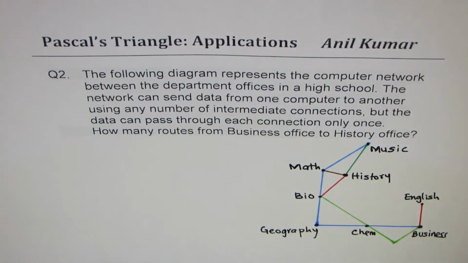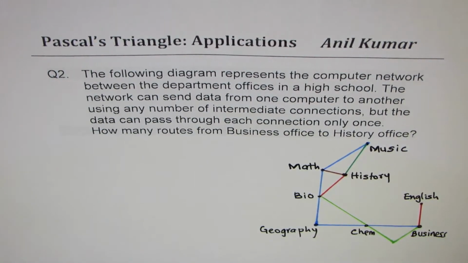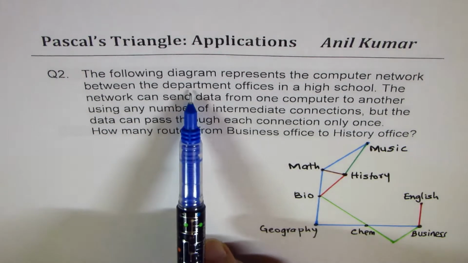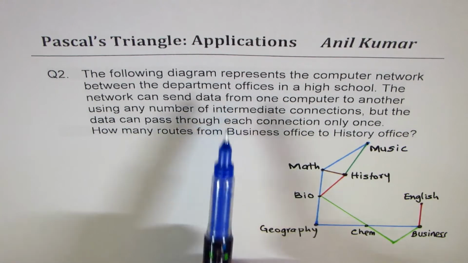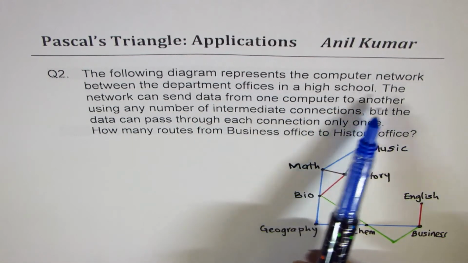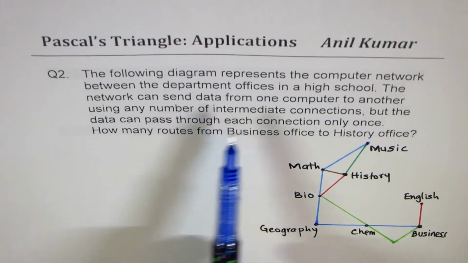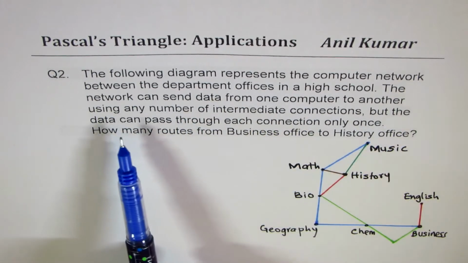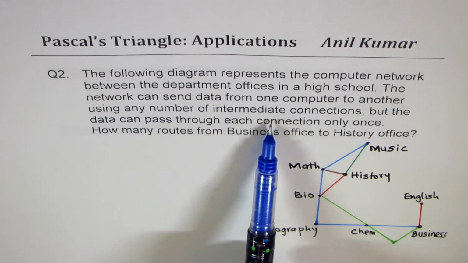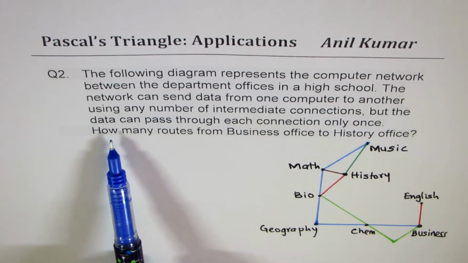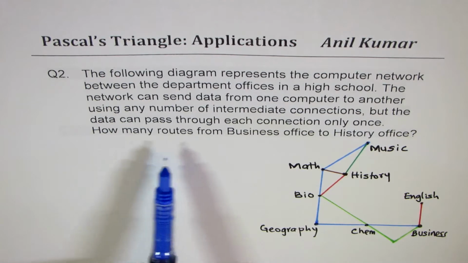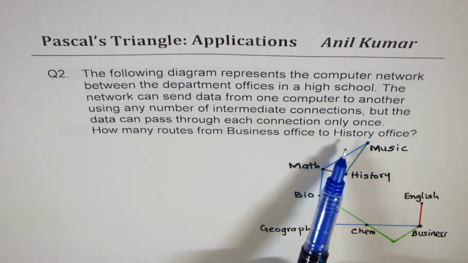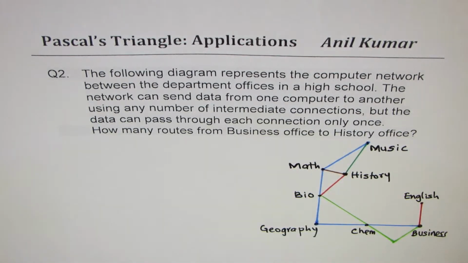I'm Anil Kumar sharing with you question number 2 on Pascal's triangle application. The following diagram represents the computer network between the department offices in a high school. The network can send data from one computer to another using any number of intermediate connections, but the data can pass through each connection only once. How many routes from business office to history office? That is what you have to find.